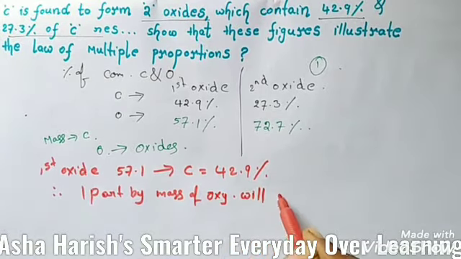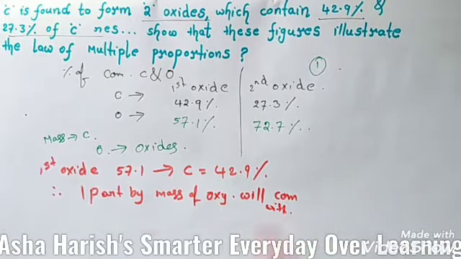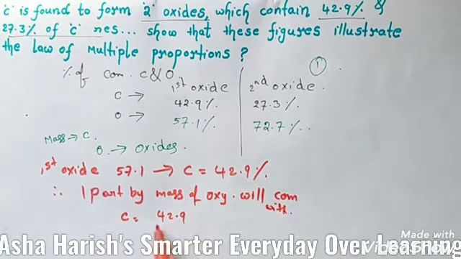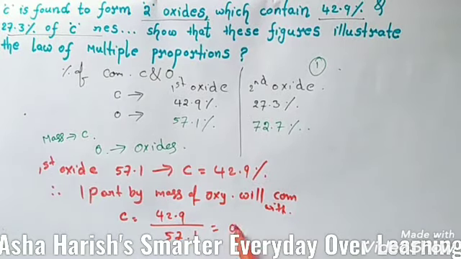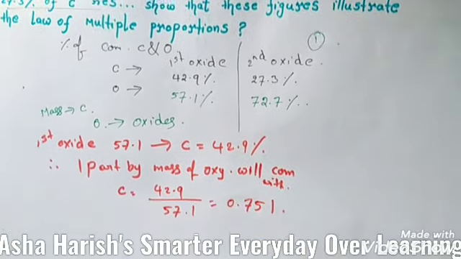Oxygen will combine with carbon, that should be 42.9 by 57.1. Then finally we should get the answer 0.751. Okay, this is the first one.